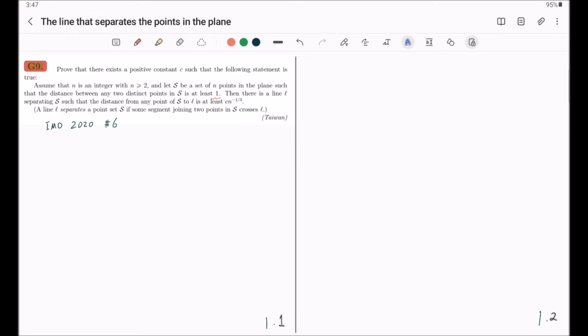And of course, by separating, we really mean L cannot be on just one side of all of the points in S. There must be points in S that lie on both sides of L. That is basically what they are saying in the parenthesis. Namely, some segment joining 2 points in S has to cross L, just to avoid all the points in S lying in the same side of L.